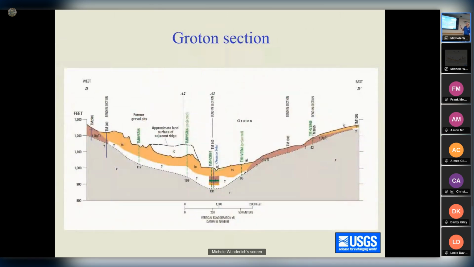So here's a cross section across the valley at Groton. Here's the same supply well right here, two supply wells here. Here's on the west side, I guess it is. This is what's been mined out, at least close by. There are more gravel pits here, and this is where the road salt stockpile is.